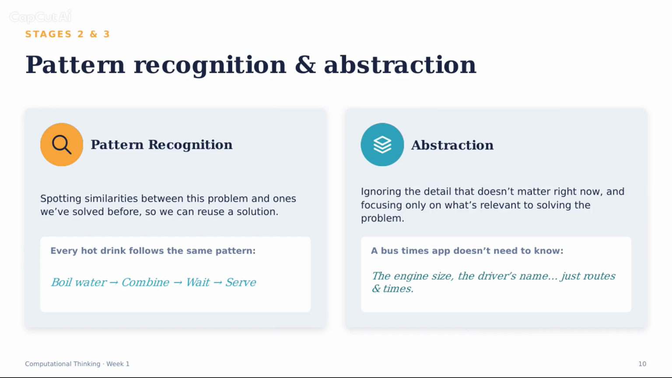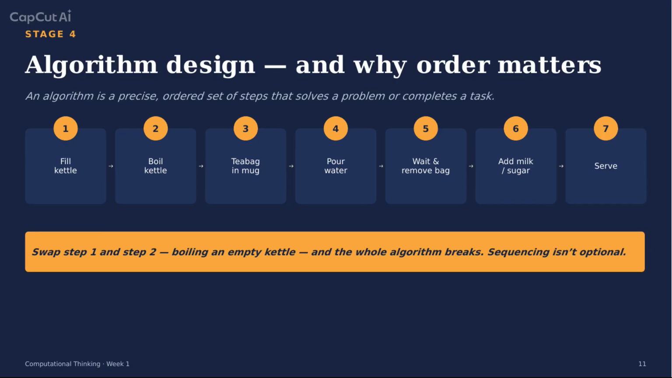Then there's abstraction, ignoring detail that doesn't matter right now, and focusing only on what's relevant. A bus times app doesn't need to know the engine size of the bus or the driver's name, just the routes and the times. Think of a map of the London Underground. It doesn't show real distances or the curves of the tunnels, just the information you actually need to get from A to B. Stripping away the noise is just as important as breaking the problem down.